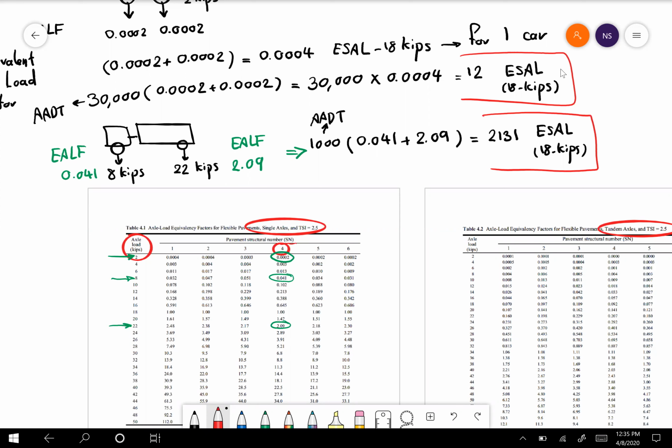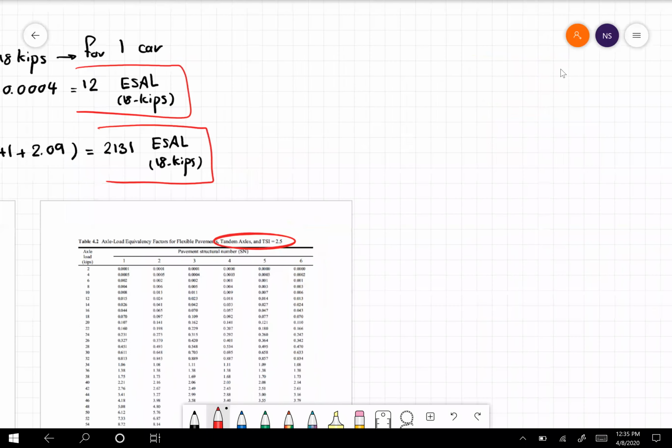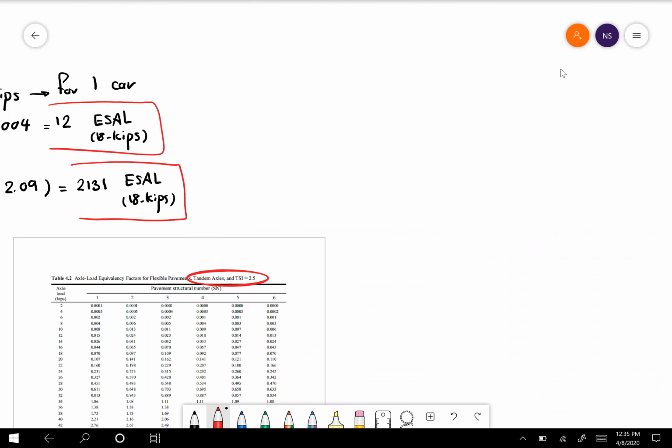All right, and the last type of vehicle was a tractor semi trailer truck. I'm going to move over here. For this one, we had three types of axles. The one in the front was 10,000 pounds or 10 kips. We had a tandem axle over here, and each one of the tandem axle was 16 kips. And then we had a triple axle in the back, in the rear, which was 44 kips, right?